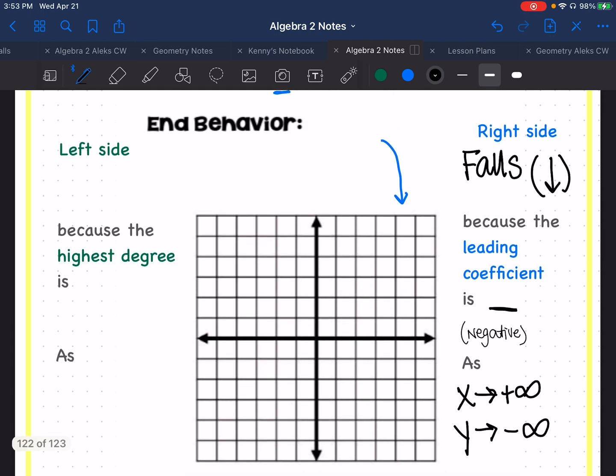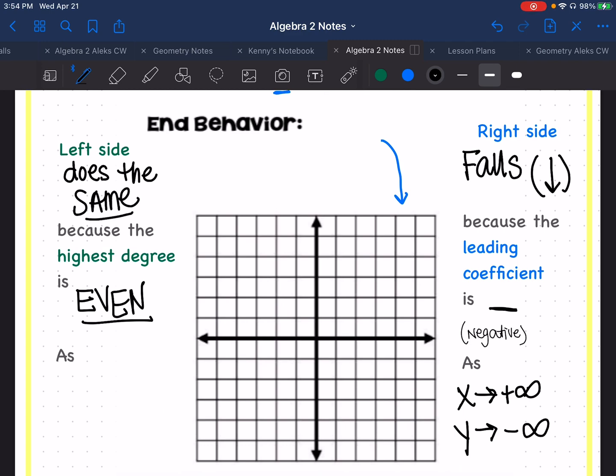What about the left side? Well, the left side depends on the degree. Because my degree is even, my highest degree this time is even, it's going to do the same. So the left side does the same. And of course, we're talking, oops, maybe I should say as the right side.